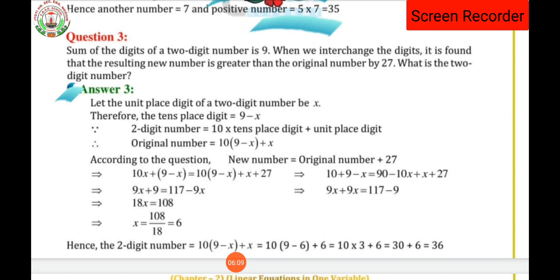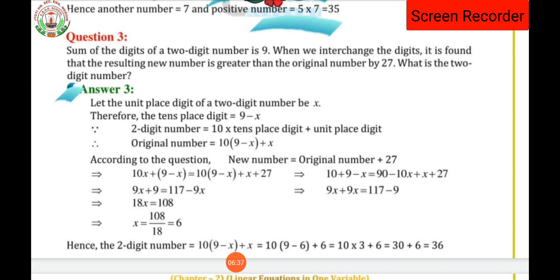In question number 3 it is said, listen very carefully, it's one of the most important and a confusing type of question. So here the sum of the digits of a 2-digit number is 9. When we interchange the digits, it is found that the resulting new number is greater than the original number by 27. What is the 2-digit number?